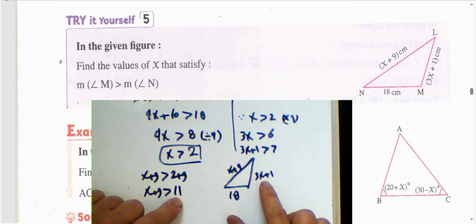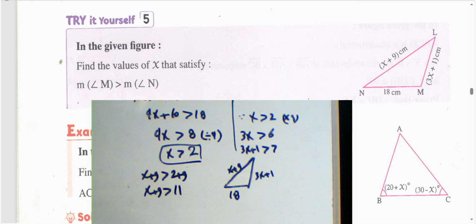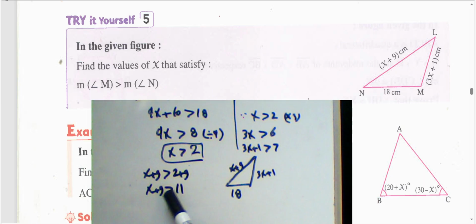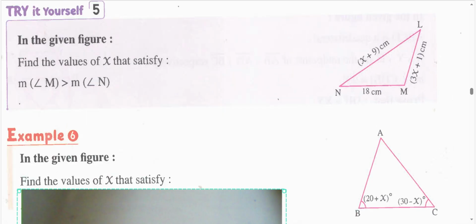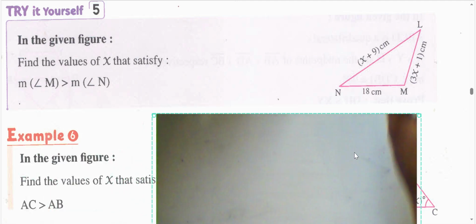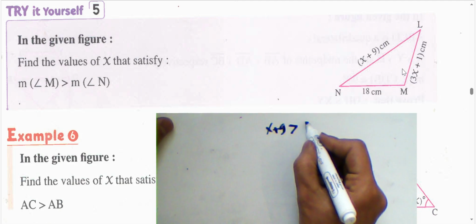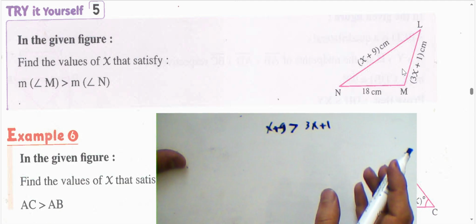And here 3x plus 1 will be greater than 7. This number greater than 7, and here greater than 10. Any number greater than 7 here, and x plus 9 greater than 11. Find the value of x that satisfies measure of angle m greater than measure of angle n. So what is 3x plus 1? Understood? Then x plus 9 greater than 3x plus 1.